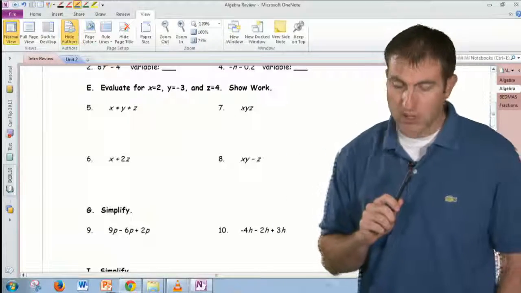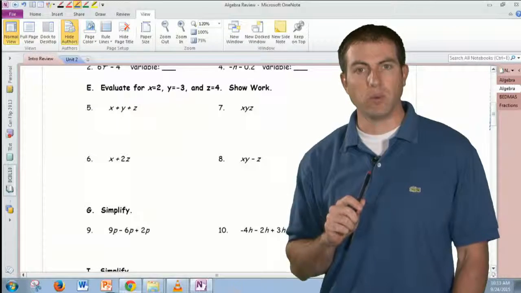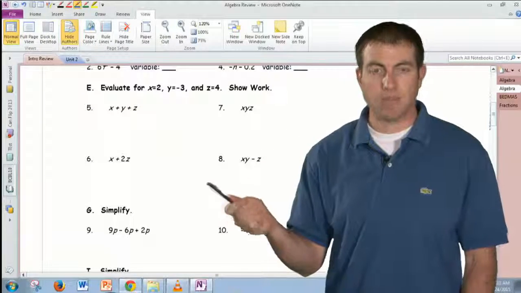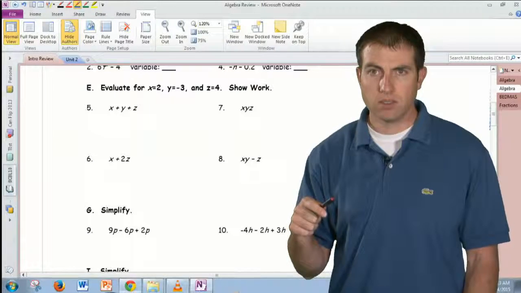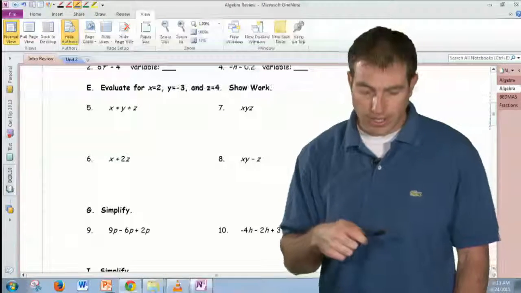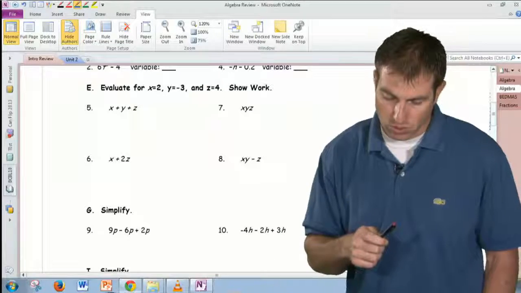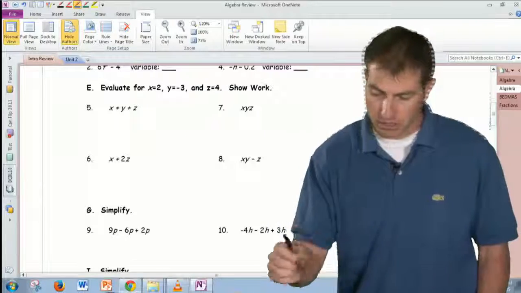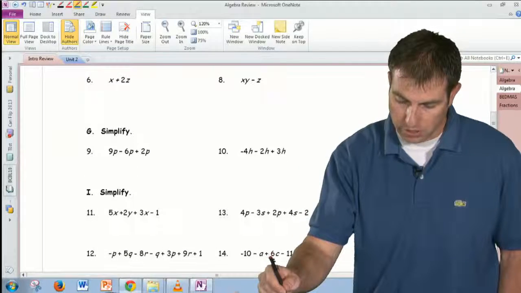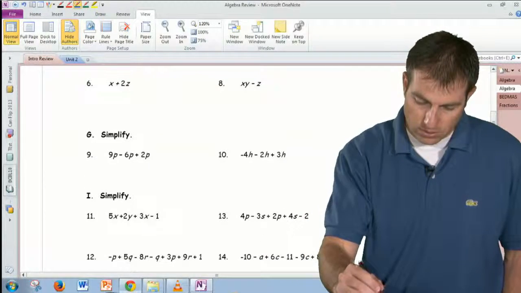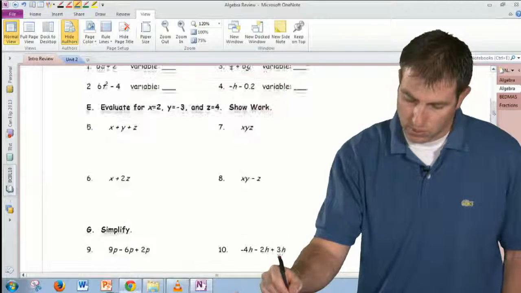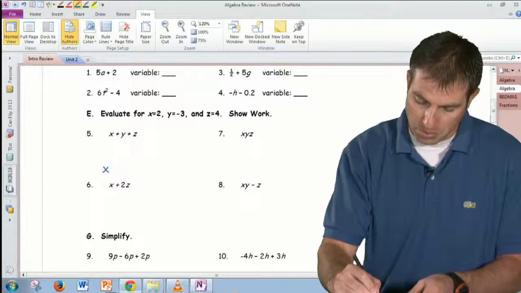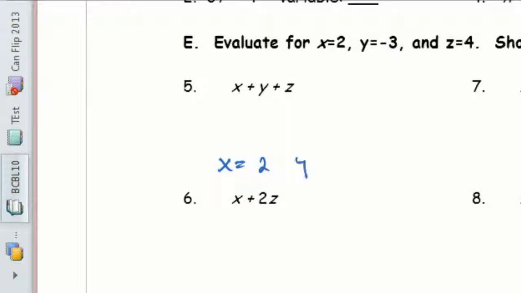Section E. So this is kind of a substitution section where we are given values for x, y, and z, and we need to put them into the question. So I don't know, which one should I do? Maybe I'll do number 6 because there's a bit of order of operations to number 6 here. It could be a bit trickier. So looking here, we have from above, x equals 2, y equals -3, and z equals 4.